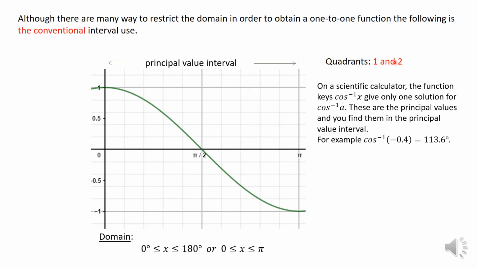It's very important that you realize, if you are used to the CAST diagram, that cosine is positive in the fourth quadrant and positive in the first quadrant. So in the second quadrant, the ratio would be negative. For example, negative 0.4 will be somewhere here, and that angle will be about 114 degrees. It's very important that you understand this, and the range is between -1 and 1.